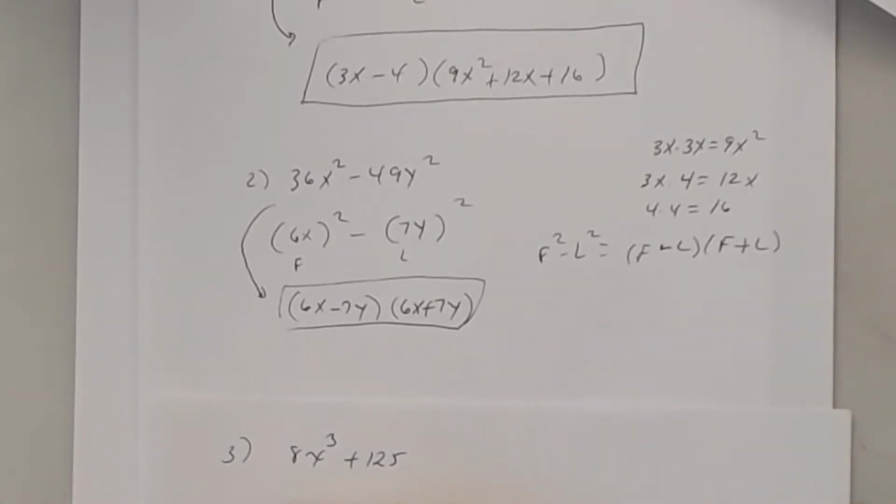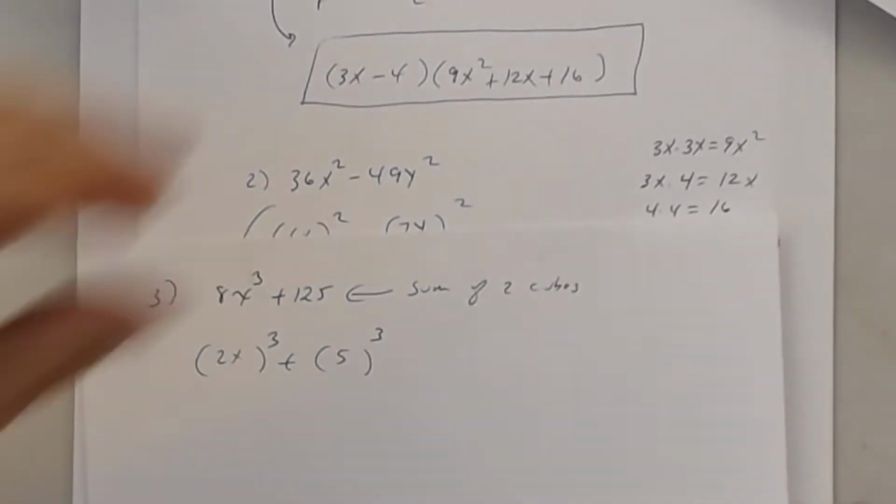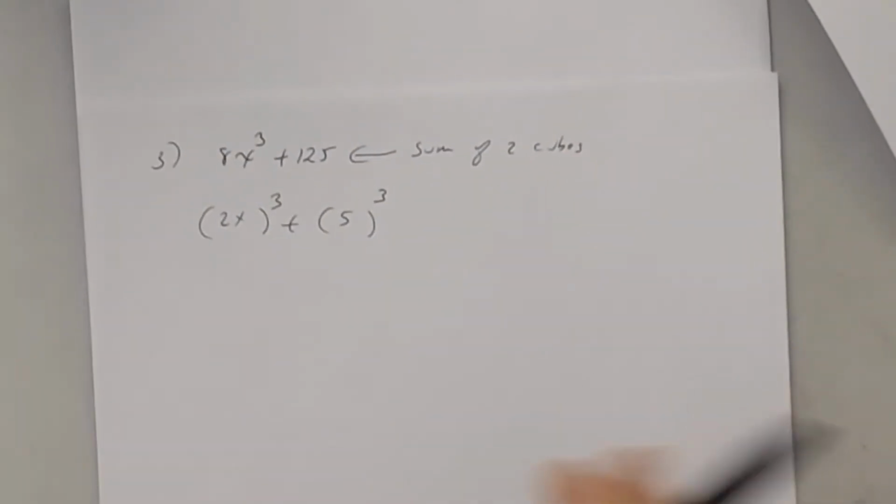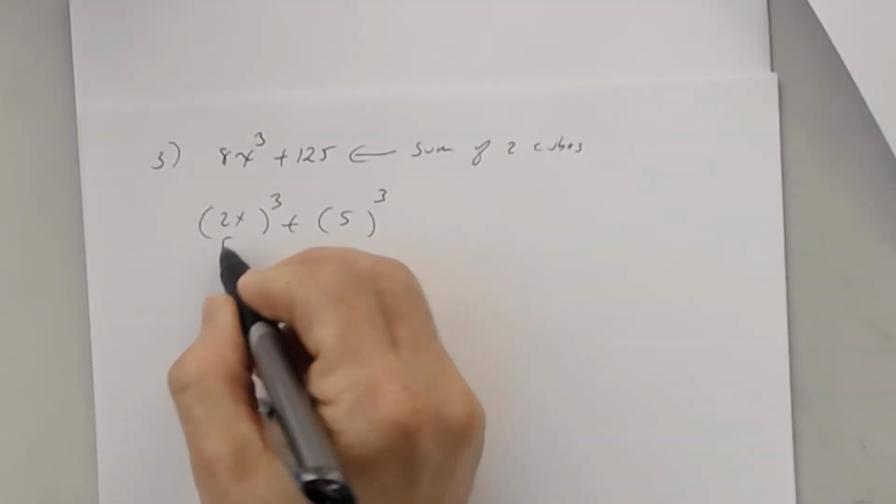So always do this middle step, the work. Ask yourself, can I fill in these parentheses? What times itself 3 times is 8x cubed? 2x. What about 125? 5. So this is the sum of 2 cubes. Since this is the sum of 2 cubes, I can factor it. All right, so let's factor. So this is the F and this is L.